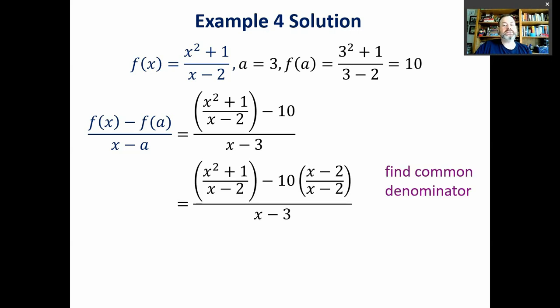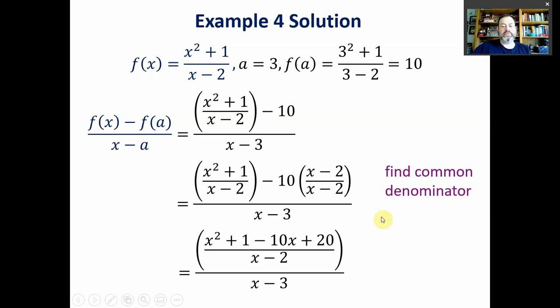So we need to get a common denominator, right? Because you have to subtract that 10. The only way to do it is get the common denominator. So x minus 2 is the denominator. So we're going to multiply 10 by x minus 2 over x minus 2. Notice that the fraction is still stacked over x minus 3. It's pretty ugly. You could pull that to the front if you want, but it should be fine.